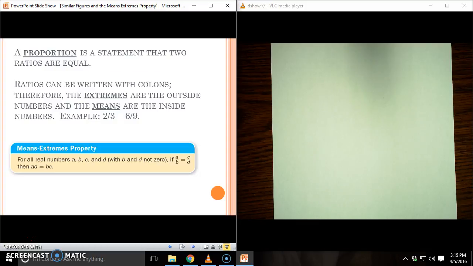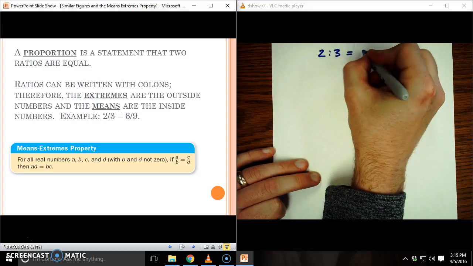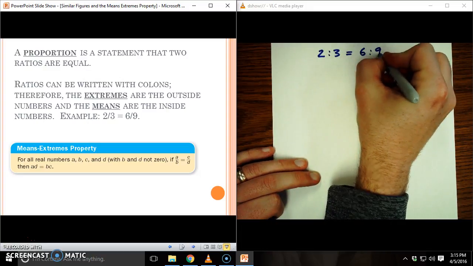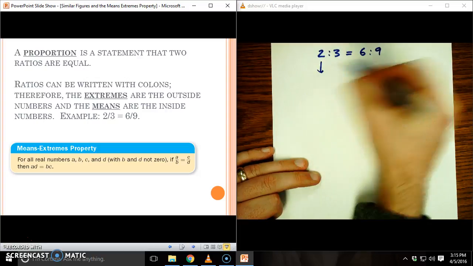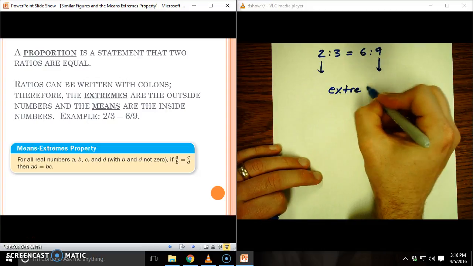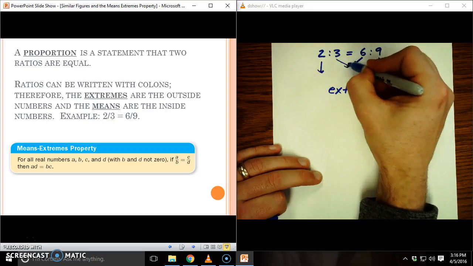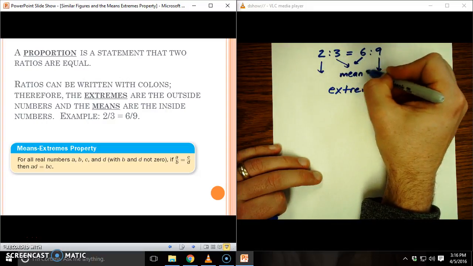A proportion is a statement that two ratios are equal. Ratios can be written with colons. Therefore, the extremes are the outside numbers and the means are the inside numbers. For example, I could write 2 colon 3 equals 6 colon 9. We would call 2 and 9 the extremes, and we would call 6 and 3 the means.